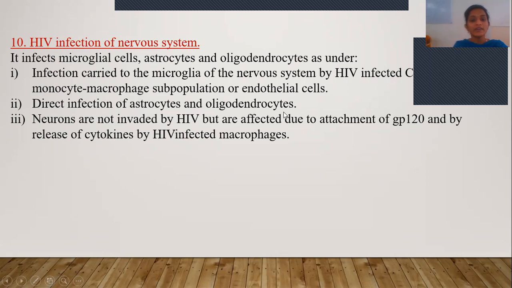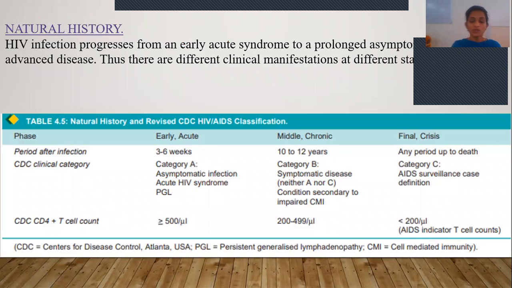Here the HIV virus directly causes infection to astrocytes and oligodendrocytes. But in case of microglia, the HIV virus present in the CD4 T cells will enter into these microglial cells and cause the infection. And then neurons are not invaded by HIV but are affected due to attachment of GP120. The HIV virus will not directly damage neurons, but the GP120 surface protein present on the virus will stick to these neurons and cause damage, by release of cytokines by HIV infected macrophages. So this is all about the pathophysiology of HIV virus.